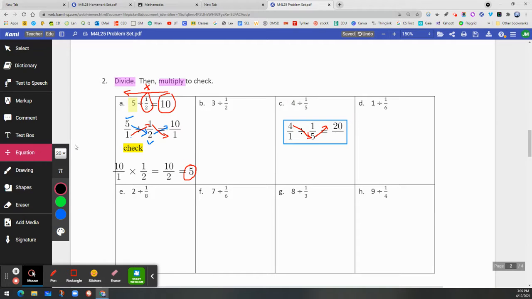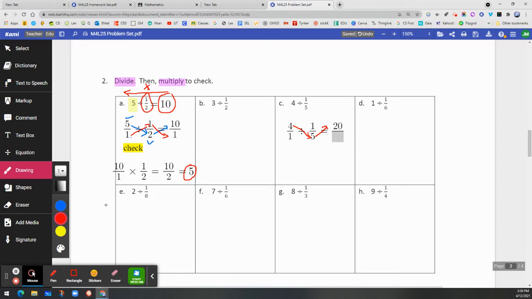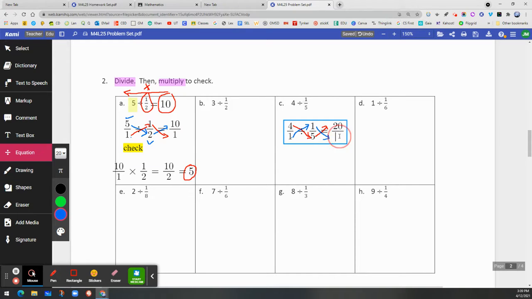And then we're going to do the denominator. 1 times 1 equals 1, and then you write the answer in that denominator. So 20 divided by 1 equals the same number. So that's going to be the answer for this problem.